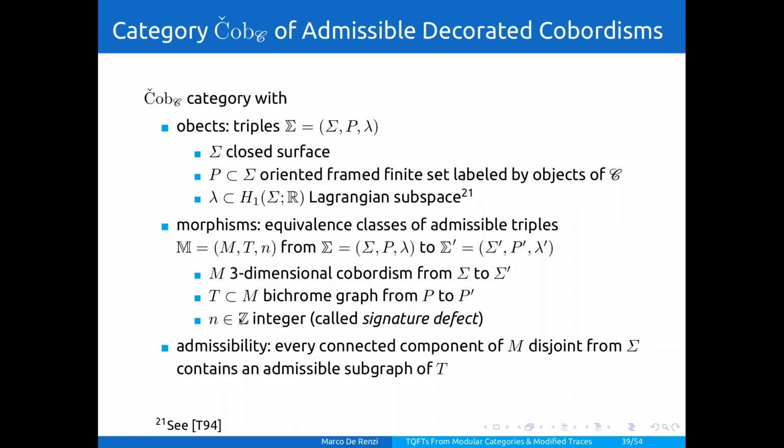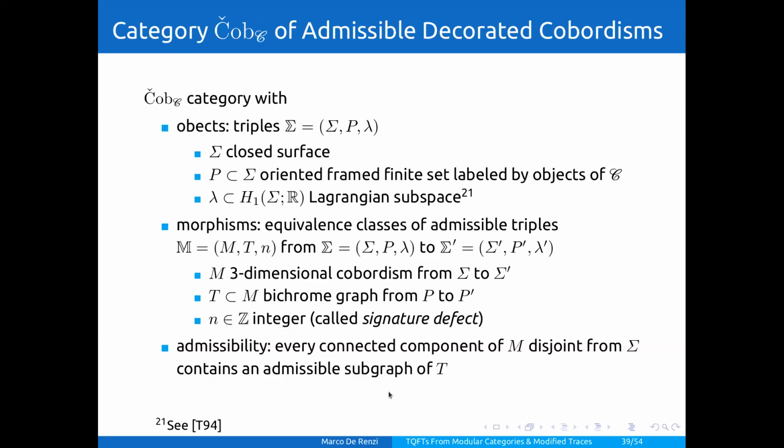So a triple M, T, N is admissible if every connected component of the cobordism M which is disjoint from the incoming boundary sigma contains an admissible subgraph of T, meaning that it contains a label which is projective and is attached to one of the blue edges embedded in the connected component, right? So this is a key definition, and it's also quite particular.